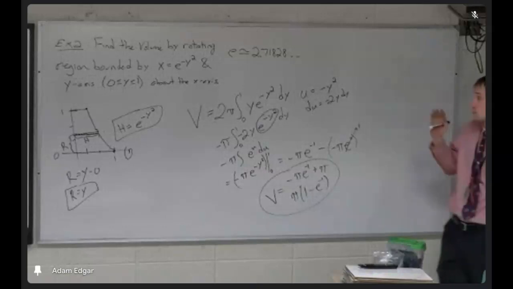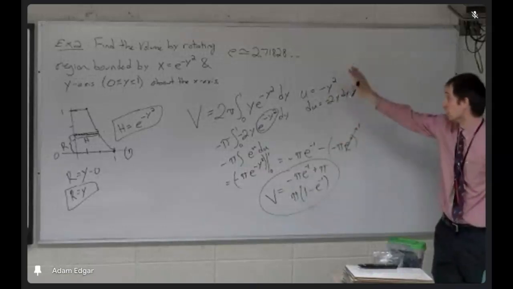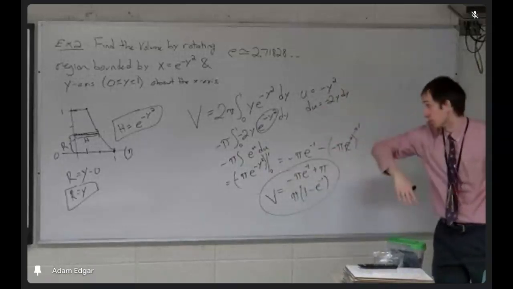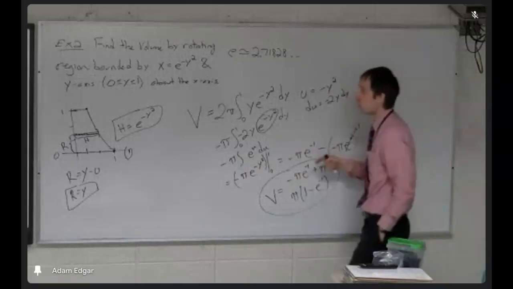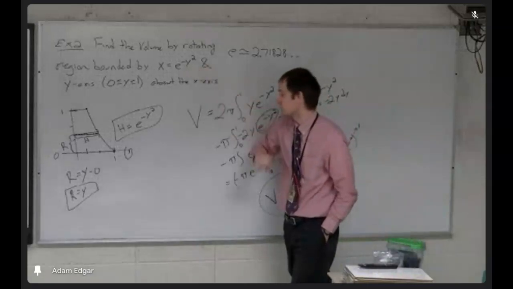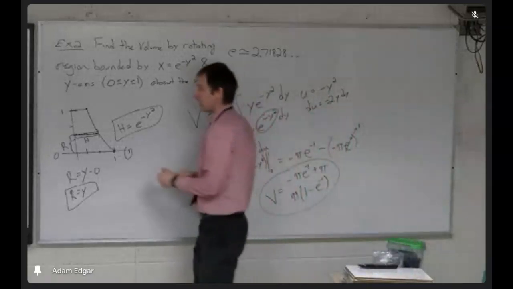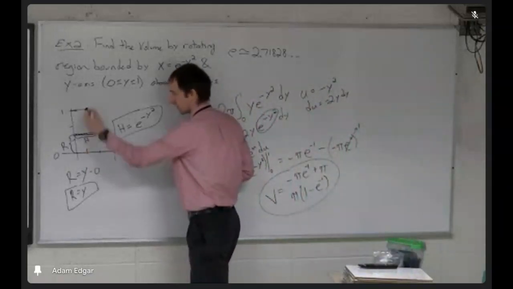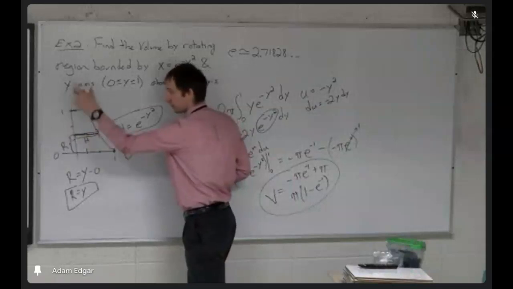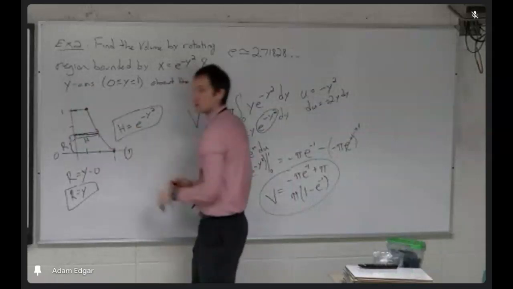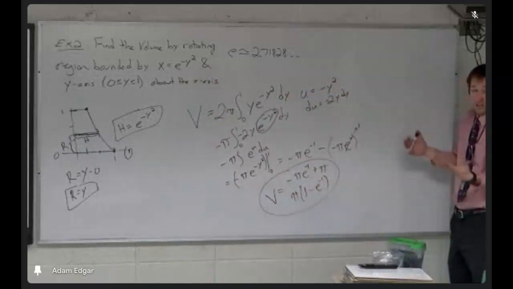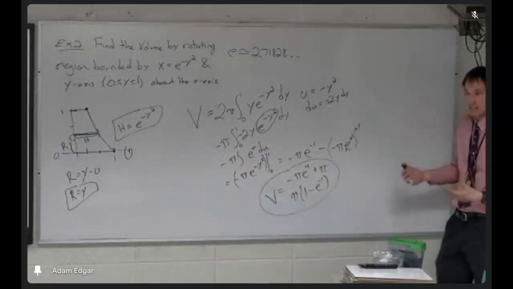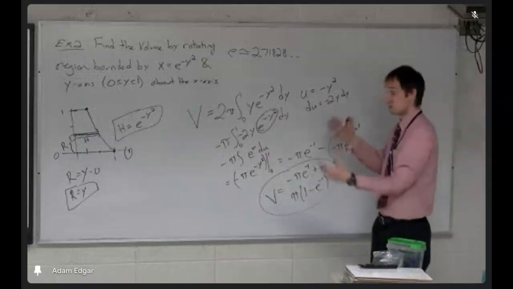Using your shell method, you can see that's a lot easier than doing the disks would have been, because disks would have required 2 separate integrals, and required getting the equation in terms of x, and required figuring out where on the x-axis we switch from this rectangle to this thing. So keep your eyes open to, could I do it with disks? Yeah. Does that mean I should use disks? Not necessarily. Maybe shells is a better method.